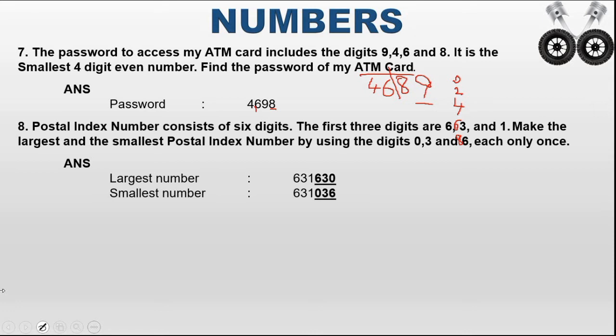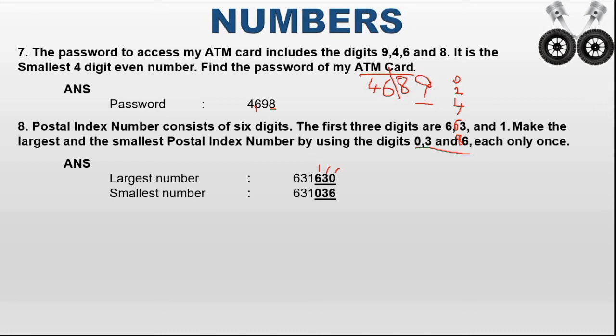So what is the largest number? 631 is already fixed. We have to form the other 3 digit number from this 0, 3 and 6. Which is the largest number here? 6 is the largest number. That should be arranged first. What is the next largest number? 3. That should be arranged second. What is the next largest? 0. That is arranged. So the largest number is 631,630.